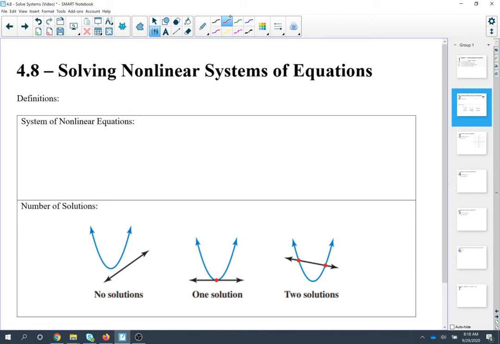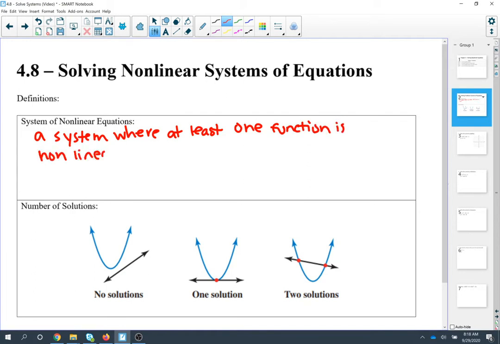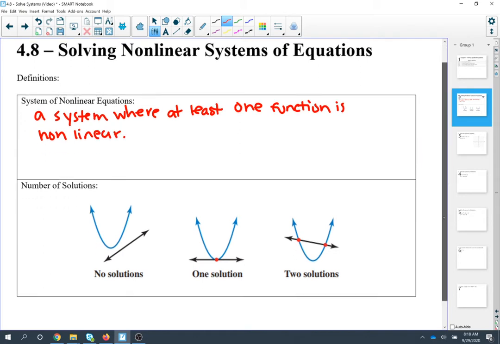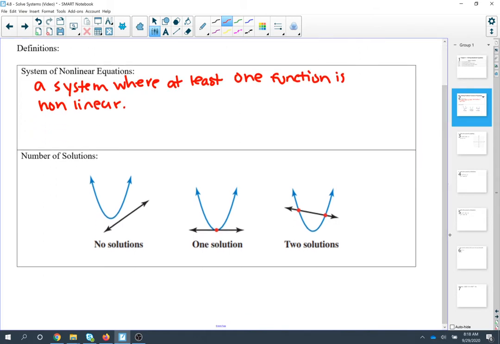4.8, solving nonlinear systems of equations. A system of nonlinear equations, first of all, is a system where at least one function is nonlinear. Now, specifically for our purposes, we're going to focus on a linear and a quadratic. There are other options that we might visit here, but this is what we're really going to focus on.